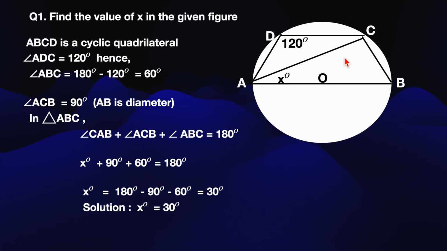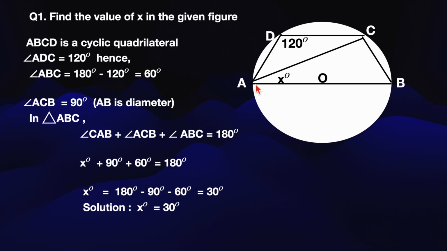In this sum, they have given us the value of angle D and they are asking us to find the value of x here. That is angle CAB. So, by the rule of cyclic quadrilaterals, we know that angle D plus angle B is equal to 180. Therefore, angle B is equal to 180 minus 120. That is 60 degrees. So, this angle is 60 degrees.